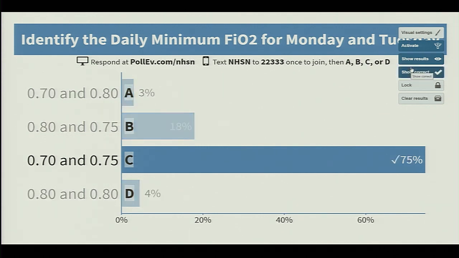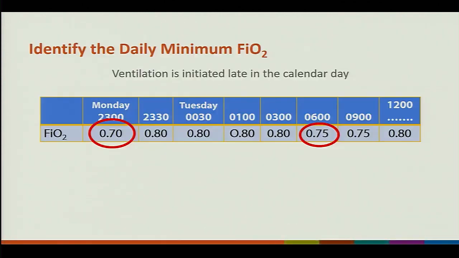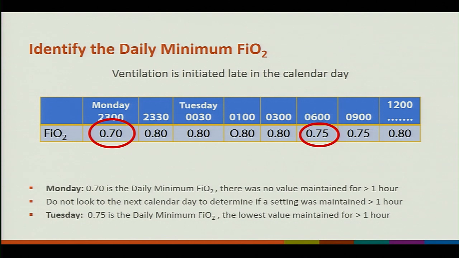All right. And the answer is C. So the majority of you answered that. On Monday, 0.70 is increased to 0.80 after 30 minutes after the patient was first placed on the ventilator. So we don't have a value that was maintained for greater than 1 hour. So it is just simply the lowest value, 0.70.